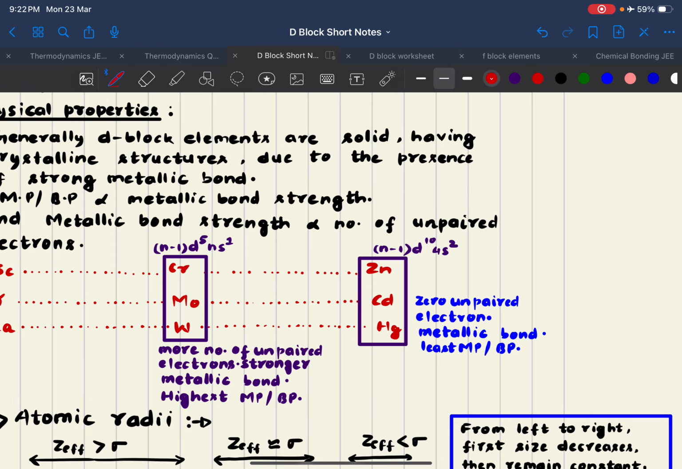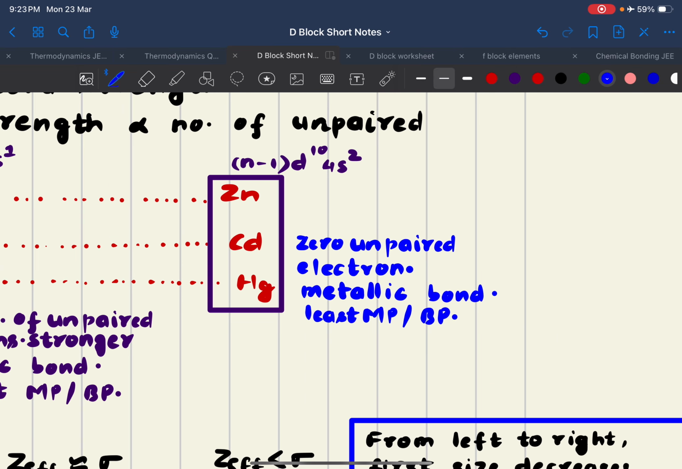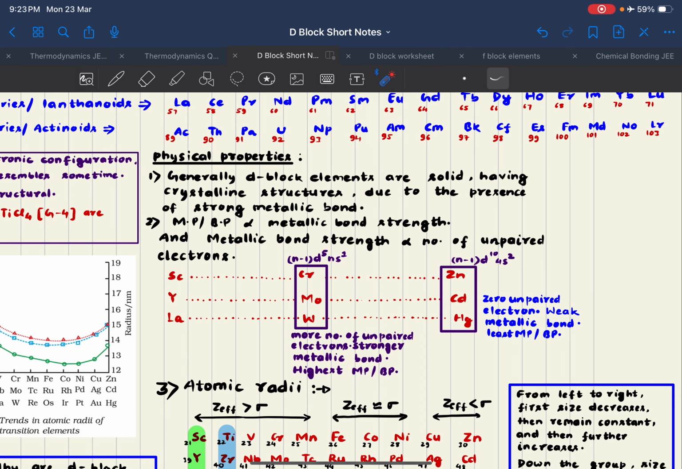I think by mistake I didn't see weak. Okay, weak metallic bond and least melting and boiling point. Hope it's clear, guys. Okay.